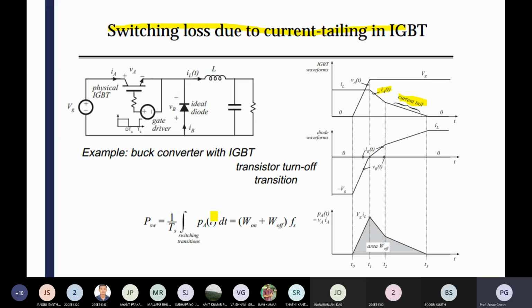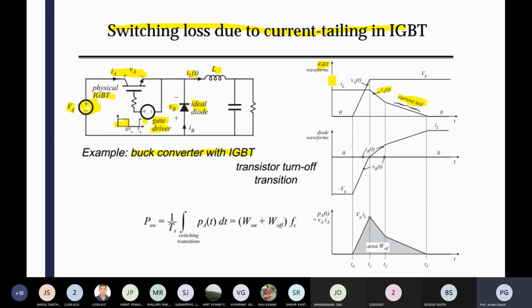So for the IGBT, the VA potential voltage appears over here. VG is your input voltage. IL is your current, L is your inductor, there is EB with minus and plus, and an ideal diode. This is your gate driver, with DT and T. So it's an example of a buck converter with IGBT, and this is the IGBT waveform.